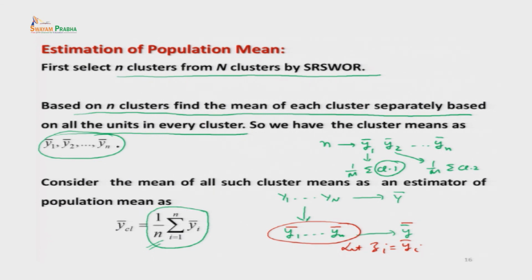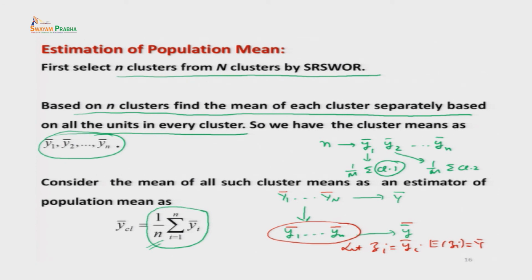Since we are trying to draw the samples by simple random sampling, we know that the expected value of z i will be equal to the population mean Y bar. Now what is this Y bar? Each of the clusters will have a cluster mean. So I am writing here y1 bar, y2 bar, capital N bar.